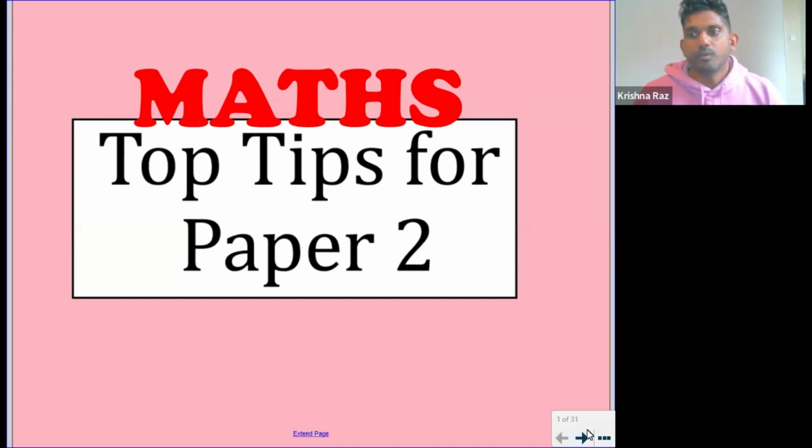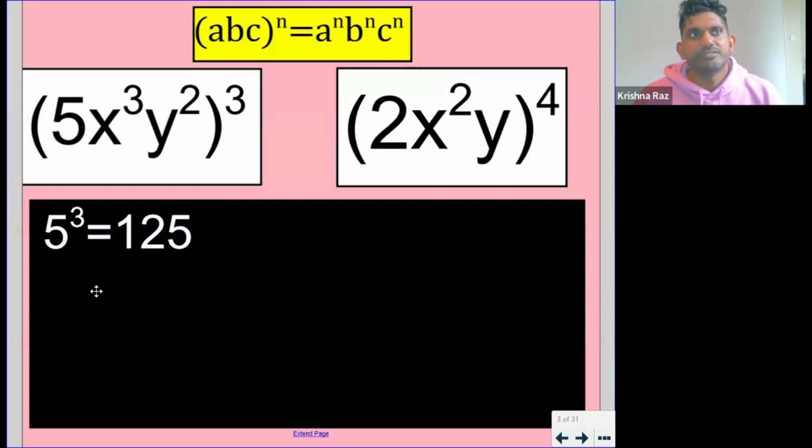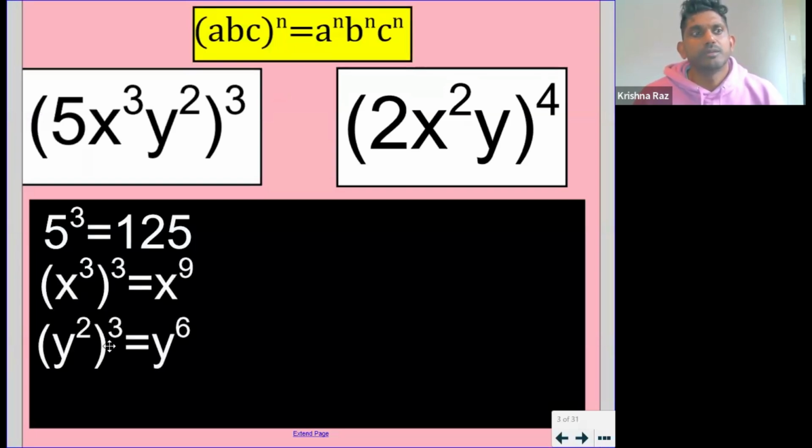Tip number one. Examiners love these questions. They turn up every year. It did not occur in paper one. So the trick is to cube everything. We've got to cube the 5, cube the x cubed, and cube the y squared. Yes, so we end up with 125 x to the power of 9 and y to the power of 6.